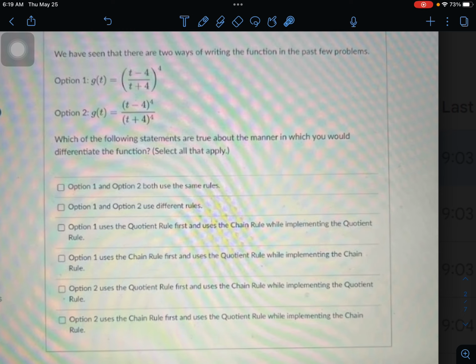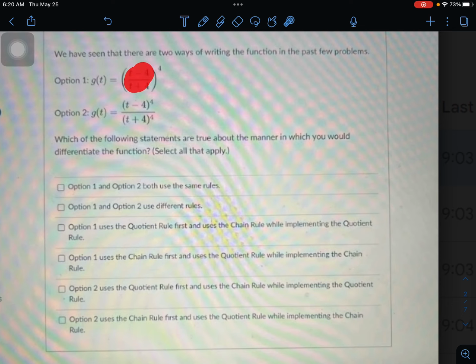Option 1 uses the quote... I'm just reading through them first. Haven't seen it yet. Option 1 uses the quotient rule first and uses the chain rule while implementing the quotient rule. Option 1 uses the chain rule first and uses the quotient rule while implementing the chain rule. Okay. Option 2 uses the quotient rule first. Okay, we got to be careful. Let's jump down to this one. Option 1, so you're talking about this, uses the quotient rule first and uses the chain rule while implementing the quotient rule. Well, option 1 we did.